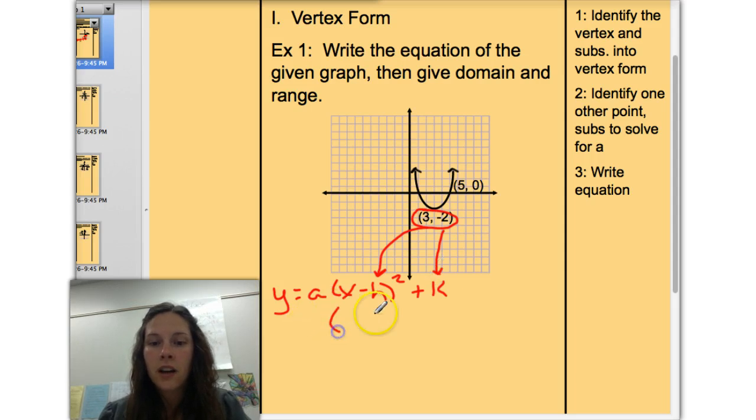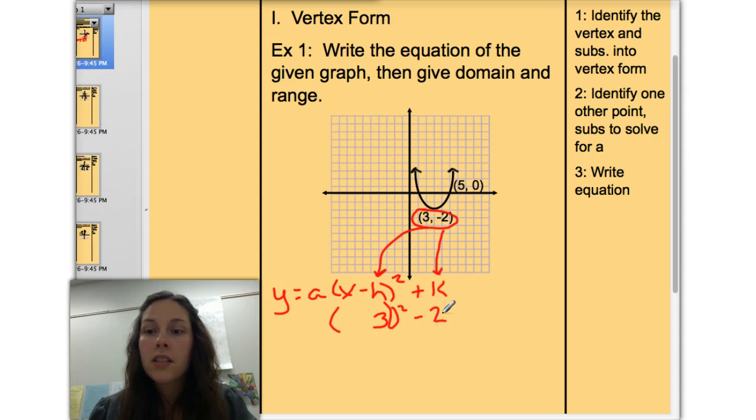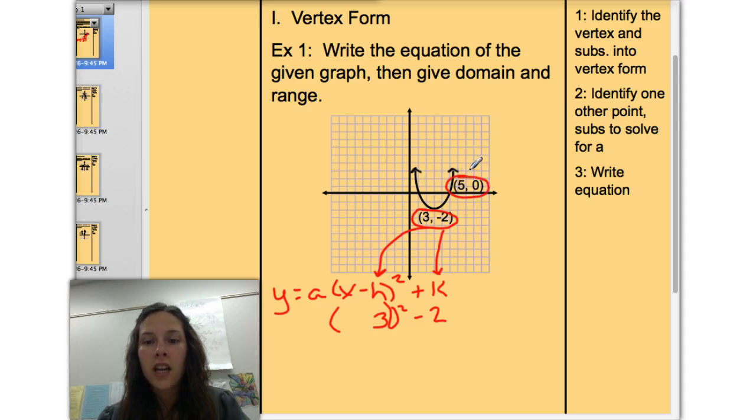I'm going to leave the other variables alone for now, and we'll see what we're going to do with those next. Step 2, identify one other point. We're going to substitute this point in for x and y to solve for the a value. What we don't know is if this graph has been stretched or compressed. The a value will give us that information.